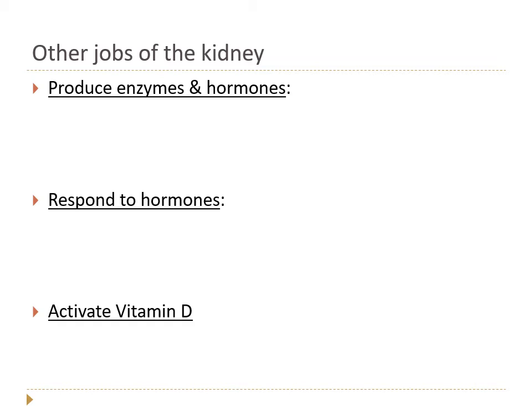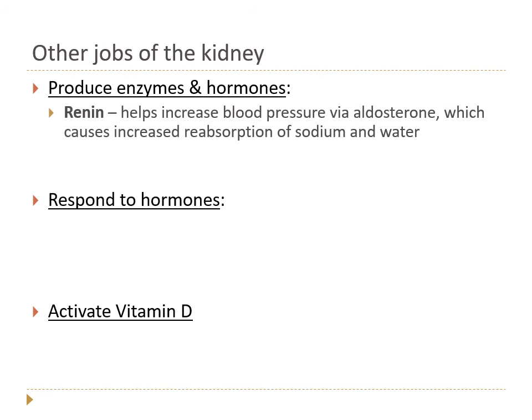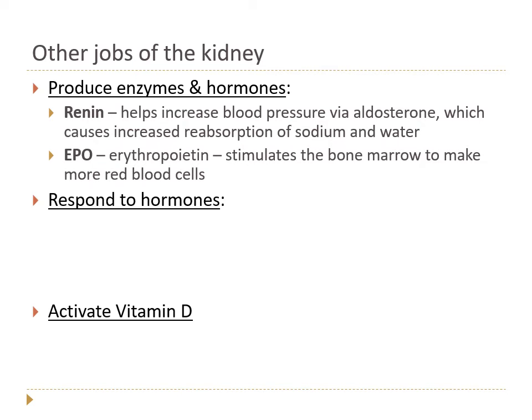So our jobs of the kidney, this is a slightly different way of organizing them. Sometimes you see this in the book, so I thought I would present it to you this way, right? So they produce enzymes and hormones. Renin is that enzyme that will eventually help increase blood pressure via aldosterone, which causes increased reabsorption of sodium and water. Also EPO, which is that hormone that stimulates the bone marrow to make more erythrocytes.